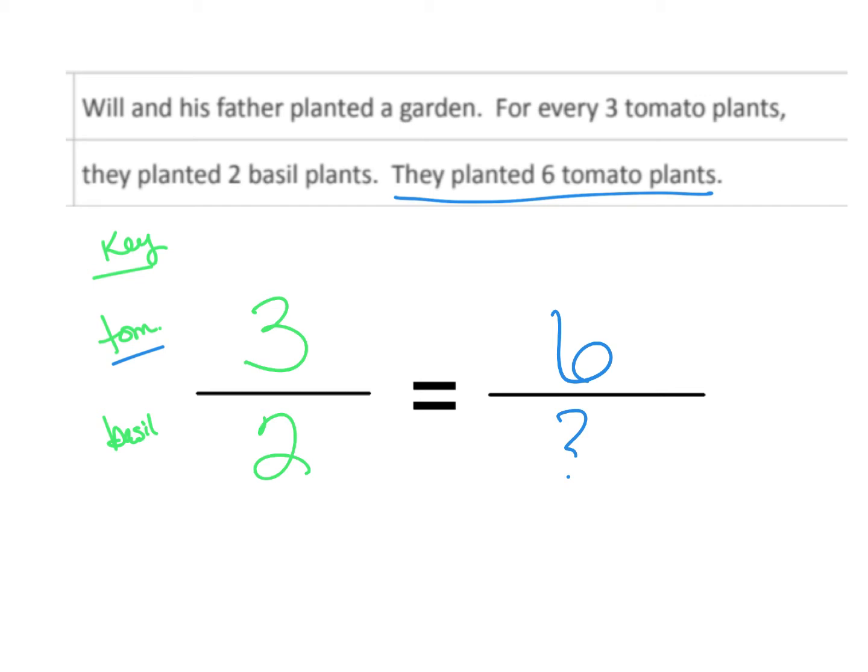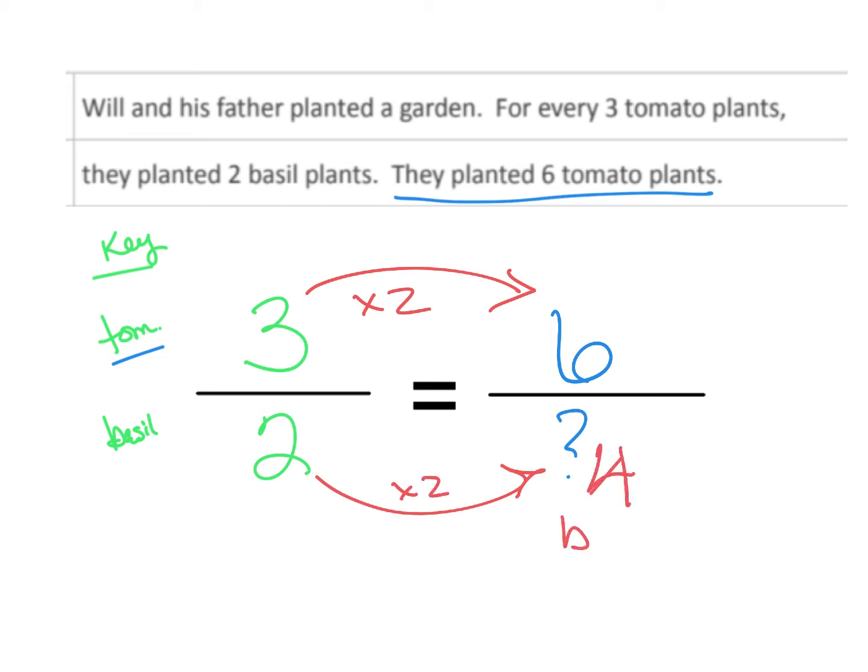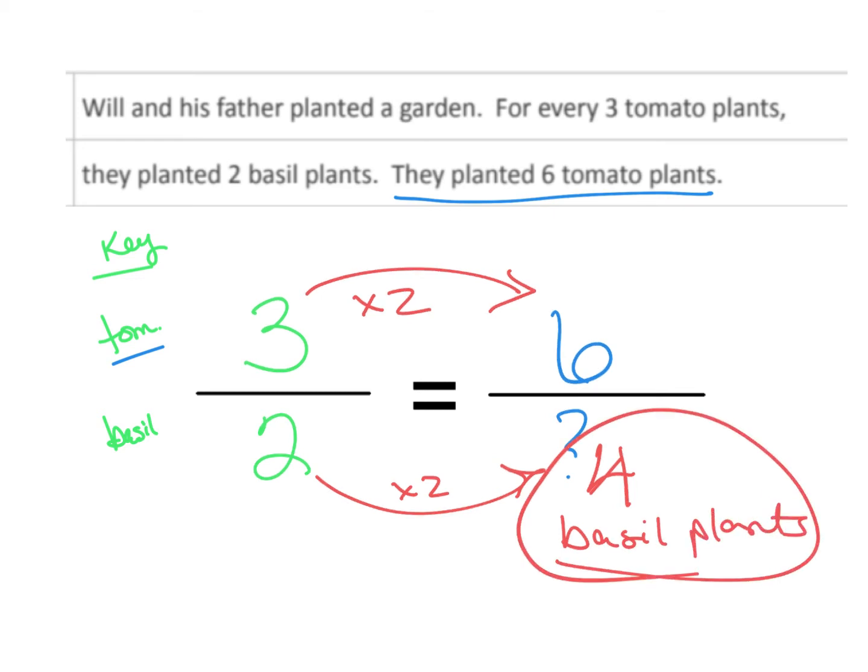So again, I could go up and down, but looking at this one, across is much easier. 3 times 2 is 6. So 2 times 2, they planted 4 basil plants. And that is our answer.